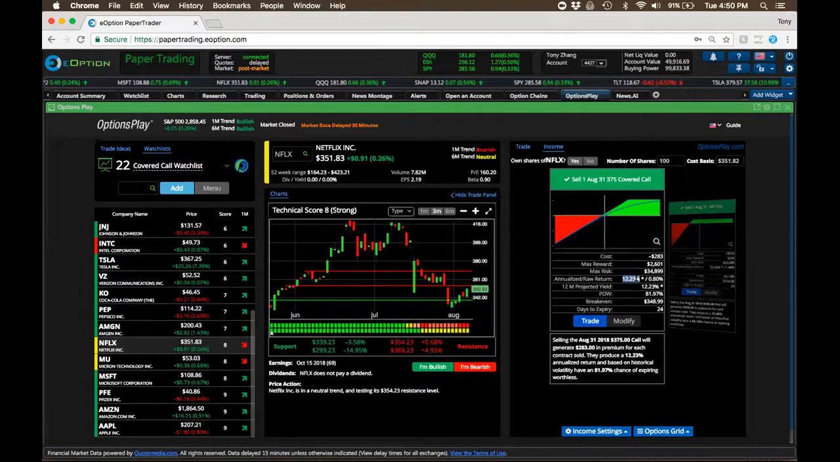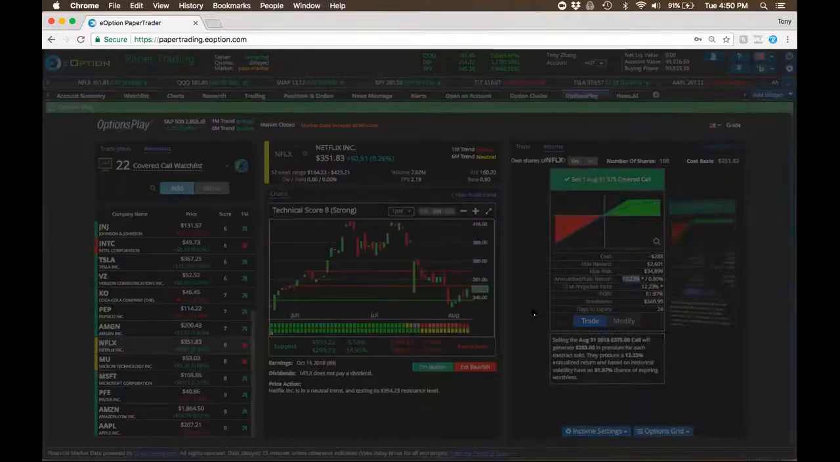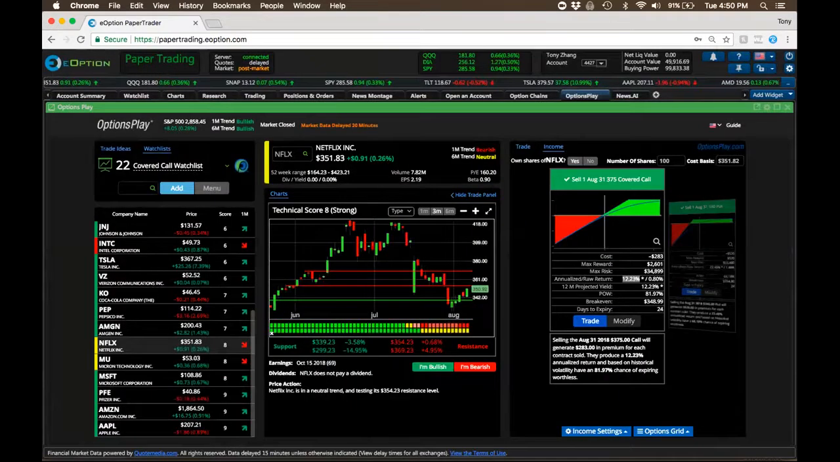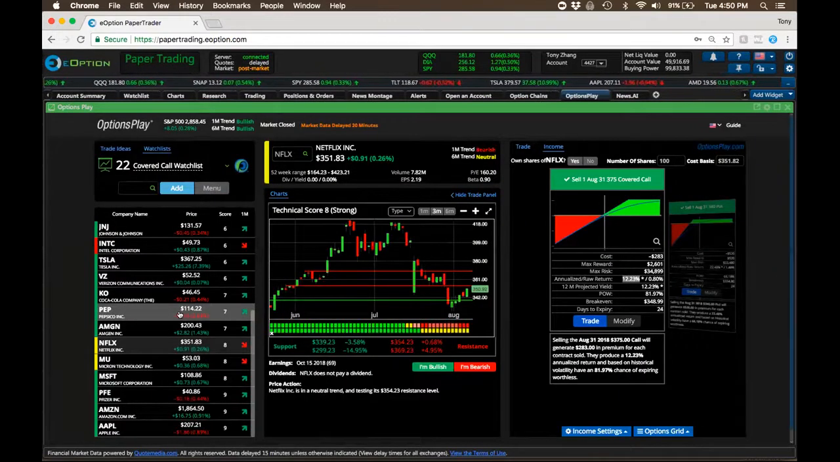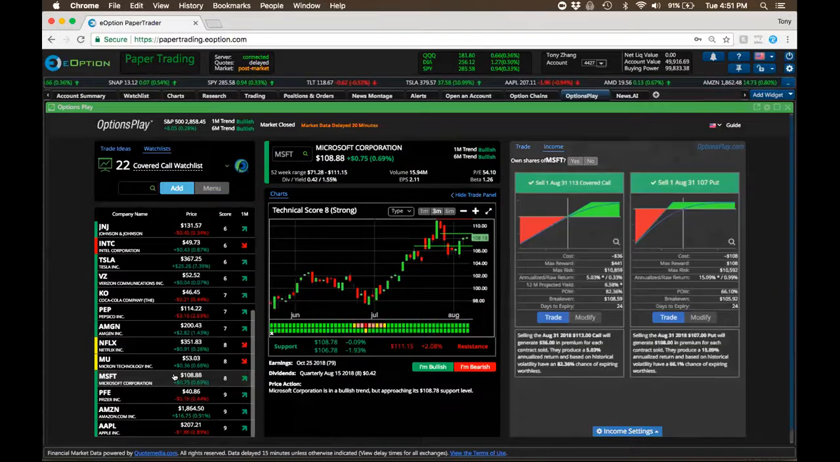And this tool not only helps you identify the opportunity, but also presents you all the information you need to know in order to place that trade. And once you're ready, you hit that trade button, preview order, and it pre-fills the ticket for you, and you can send this off for execution instantly. So let's just go through a few more examples. I have a bunch of stocks in here that many of you may own in your account. Let's look at Microsoft, trading at 108.